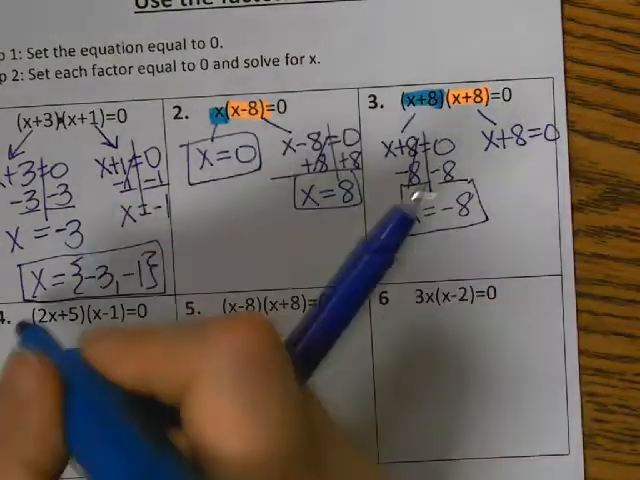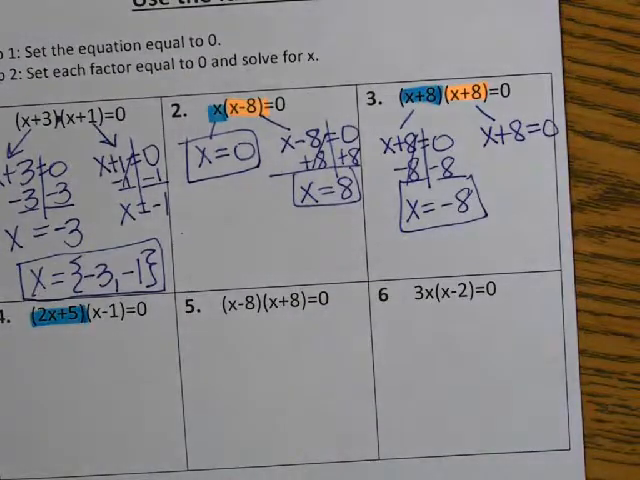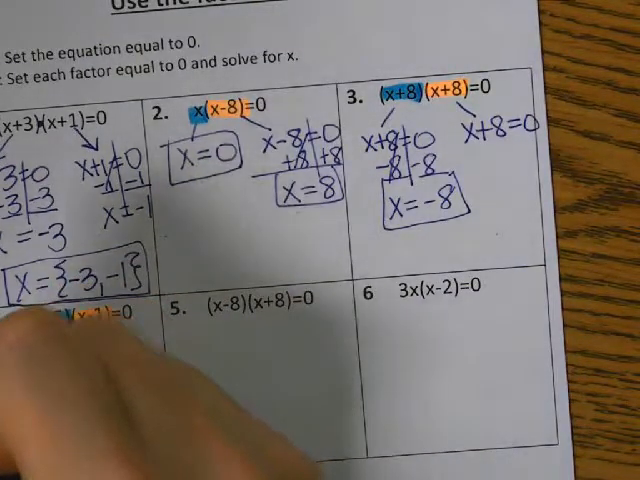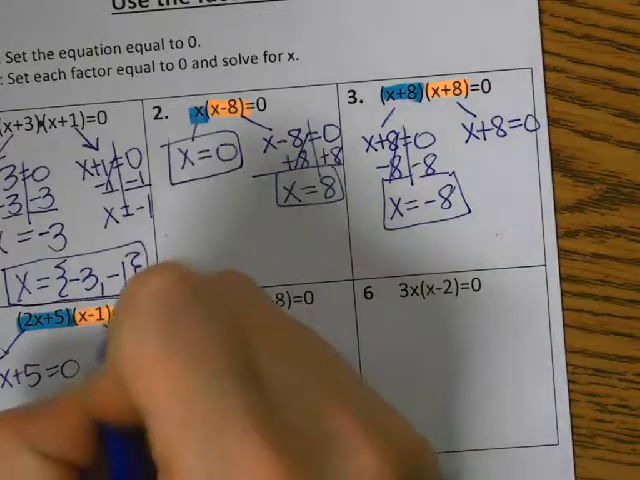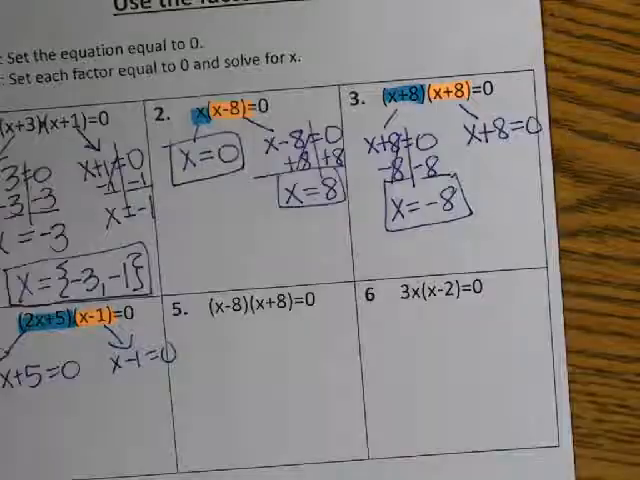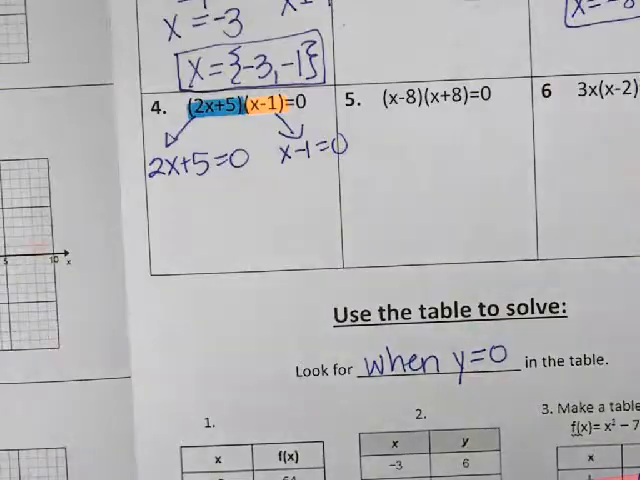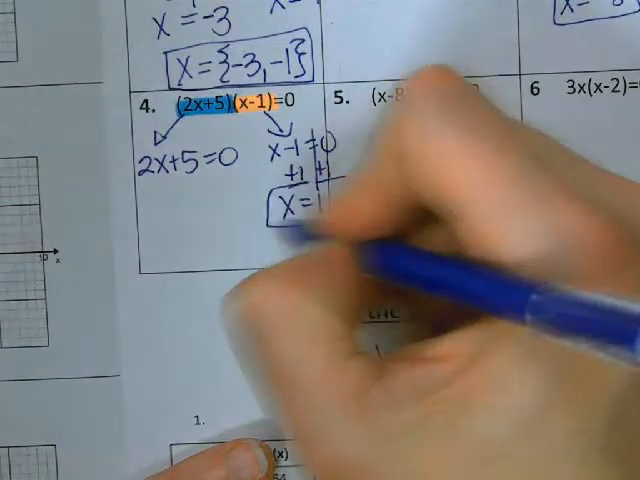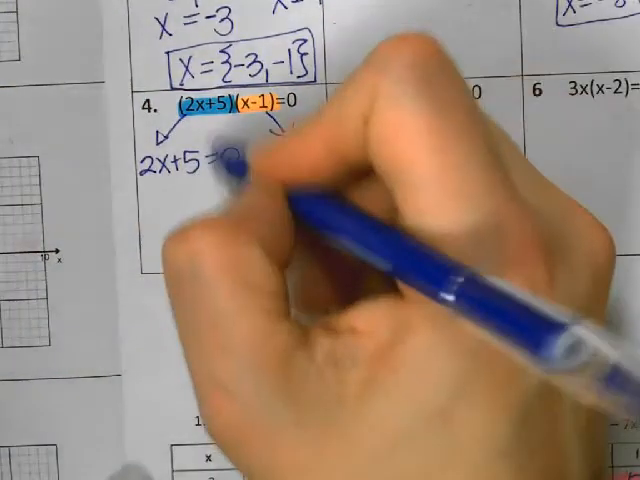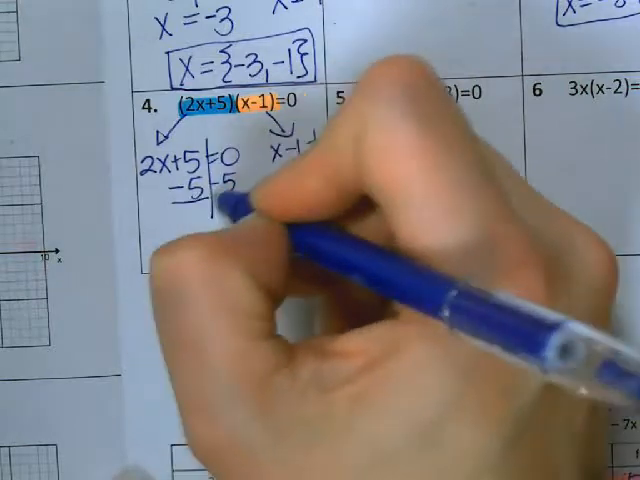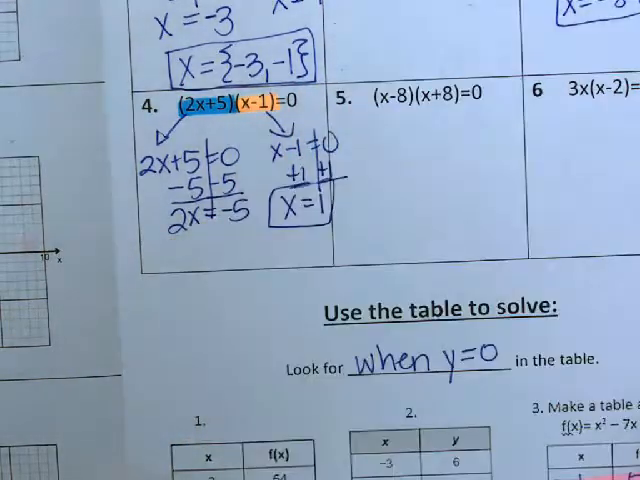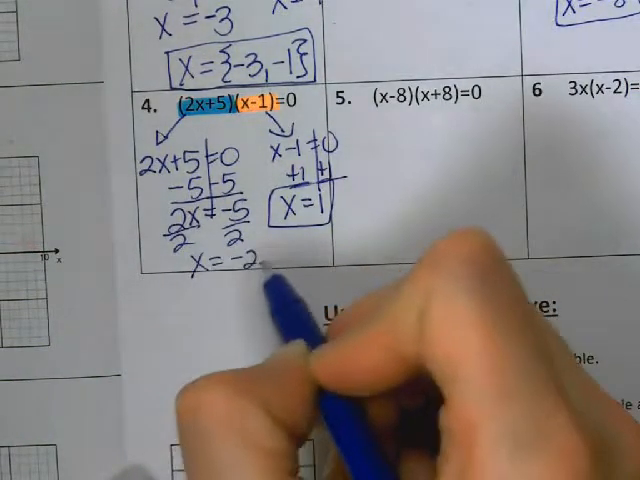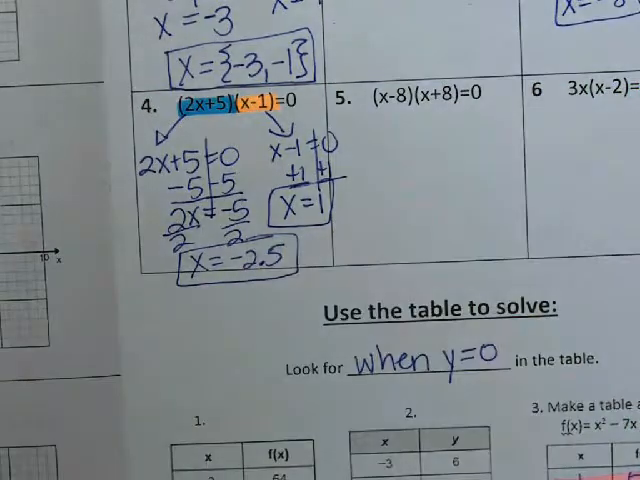Alright, number 4. The first factor is 2x plus 5. The second factor is x minus 1. So we're going to set the blue one equal to 0, and we're going to set the orange one equal to 0. Now, I'm pretty lazy. I always solve the easy one first. Plus 1 to both sides. Okay. Over here, 2x equals negative 5. Then I still have to divide by 2. X equals negative 2.5.